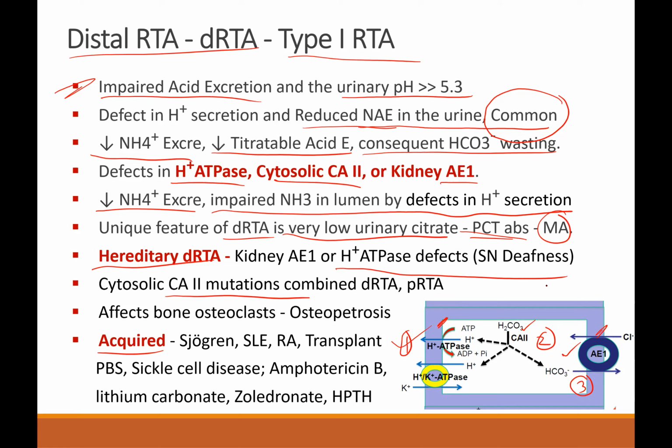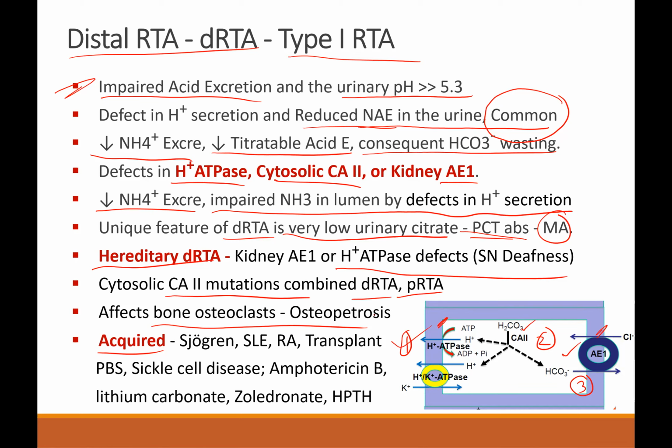Usually cytosolic CA2 mutation calls for a similar mutation in the proximal tubule also. That is where you get the type 3 or the mixed one. They were mistaking it as a separate type, but it is the same type, so type 1, this is a DRTA only, but there is also a little effect in the proximal tubule because of the carbonic anhydrase mutation there. Now, the similar carbonic anhydrase problem occurs in the bone osteoclast also, so osteopetrosis and bone pain can occur because osteoclasts are inhibited. So naturally bone resorption is not there, and deposition of bone occurs.